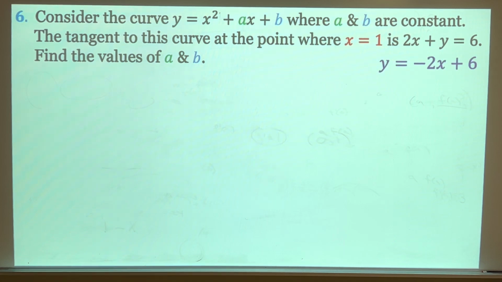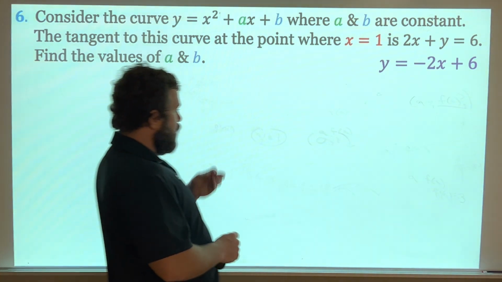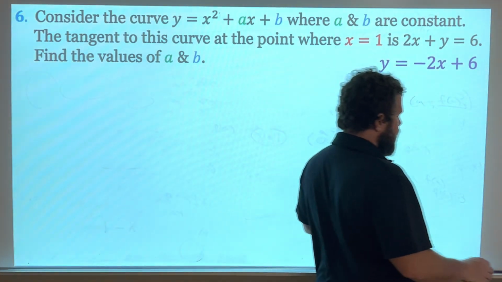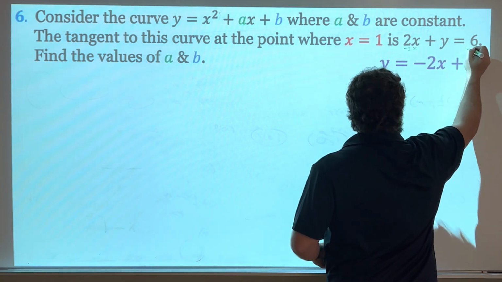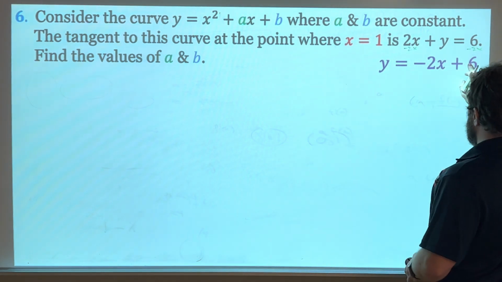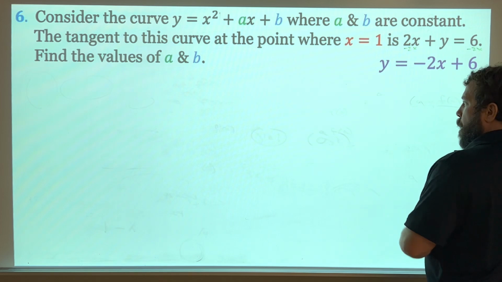The first thing, y equals negative 2x plus 6. All I did here was I rewrote the equation. I pretty much subtracted 2x from both sides and got y equals negative 2x plus 6. Now this is a terrible marker.